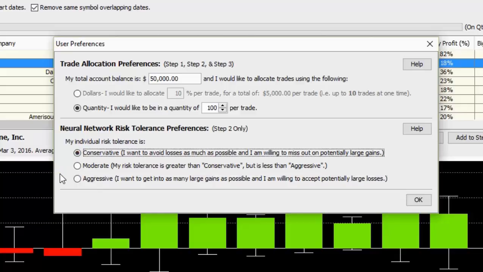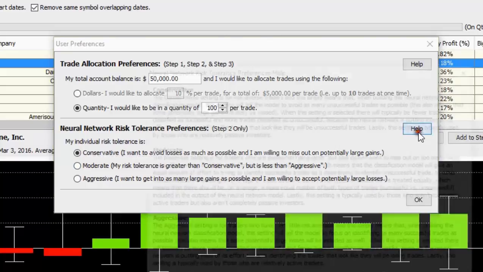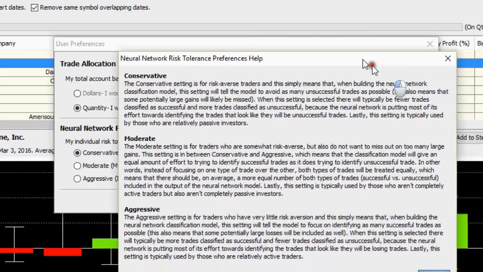Make sure to read the help section here in user preferences if you feel like you need an additional explanation of this feature.